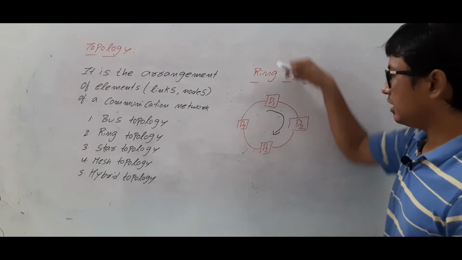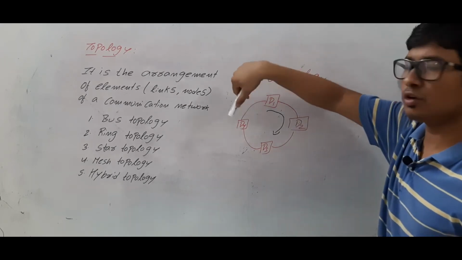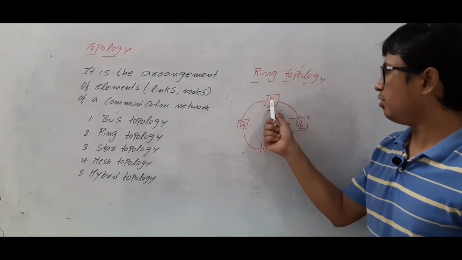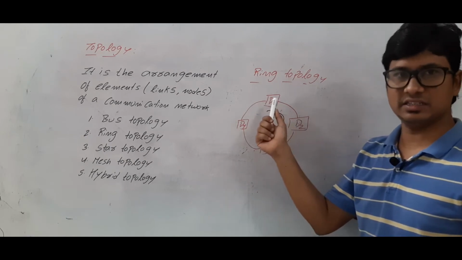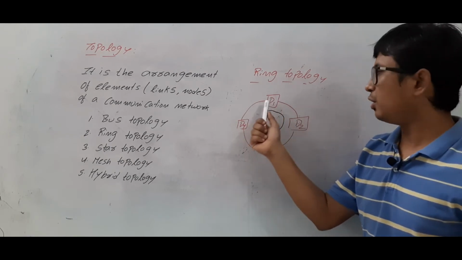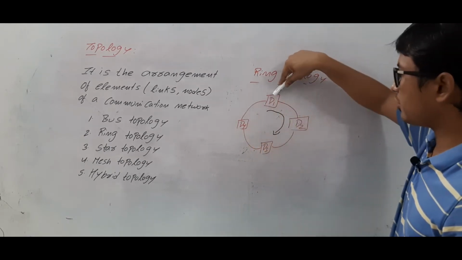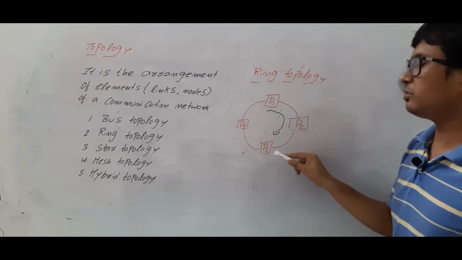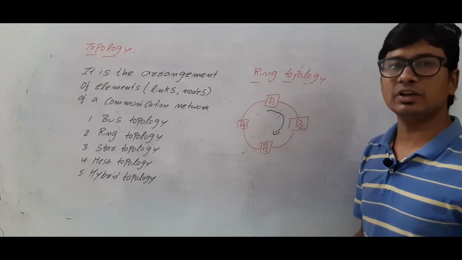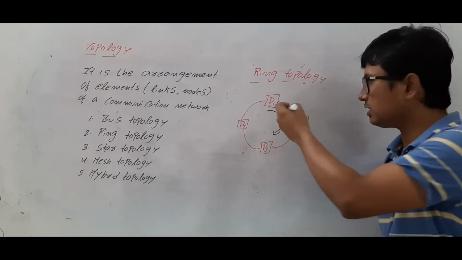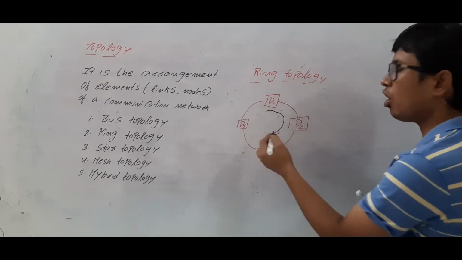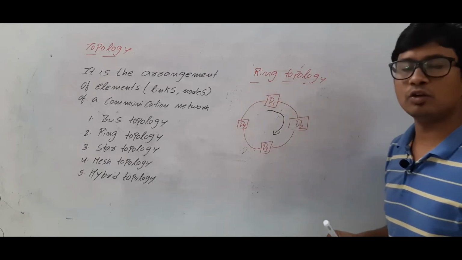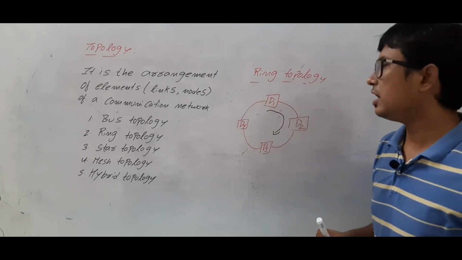Meaning, if device 1 wants to communicate with device 4, even though you can see that they are adjacent, am I right or wrong? However, the data should first be transferred to device 2, then to device 3, then to device 4. Meaning it should happen in the clockwise direction. In the anti-clockwise direction, the communication will not happen.